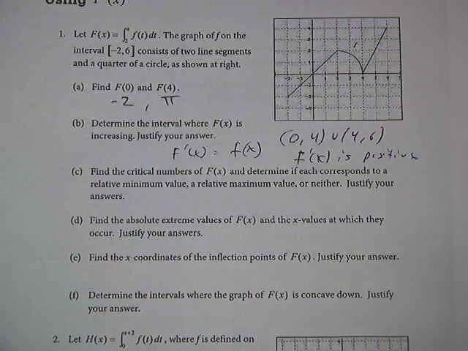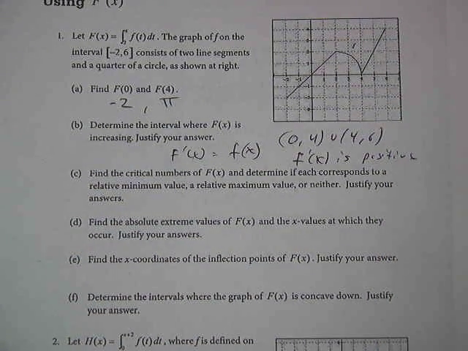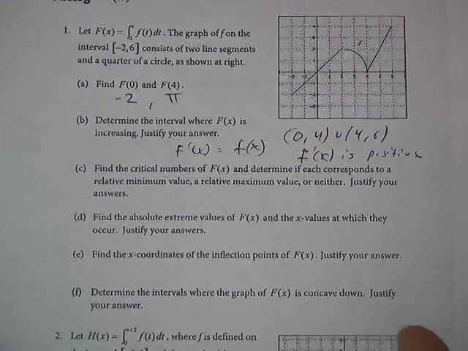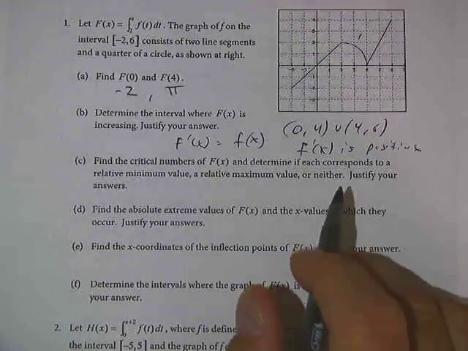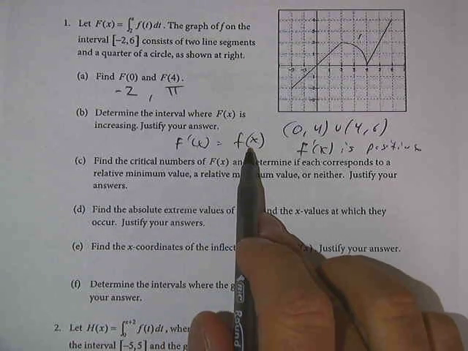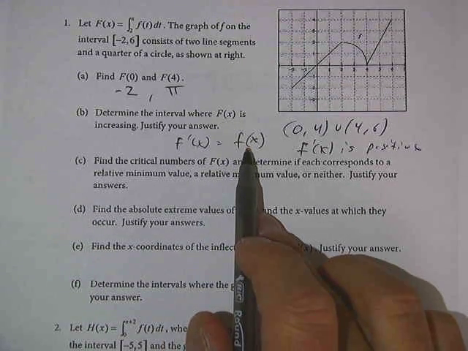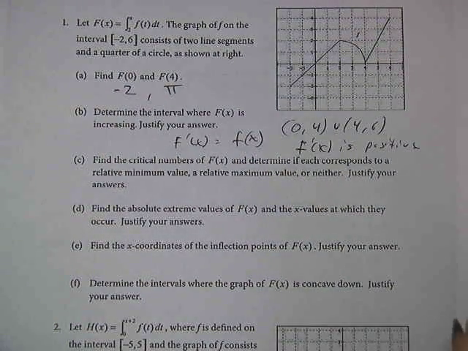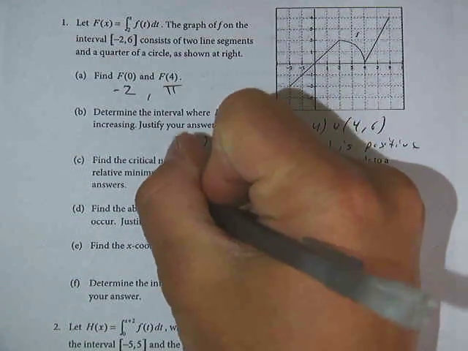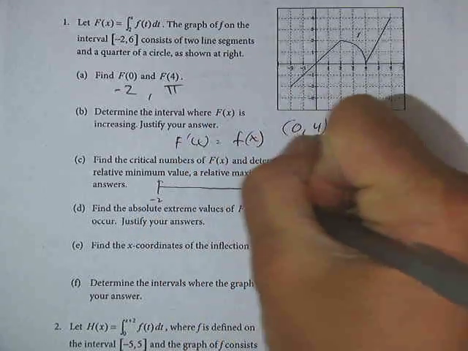Alright, so justify your answer. This is when it's increasing, because this is when the derivative is positive. Part C says find the critical numbers of big F and determine where each corresponds to a relative maximum, minimum, or neither. And justify.